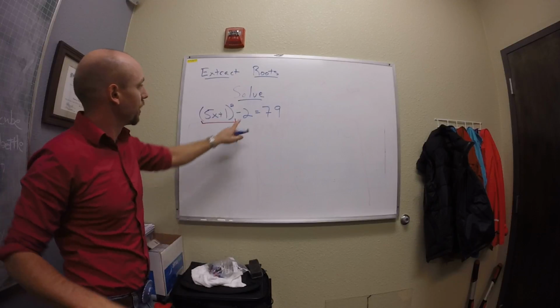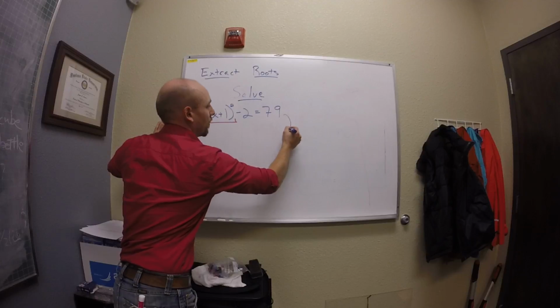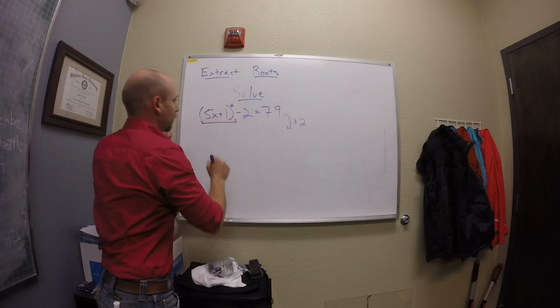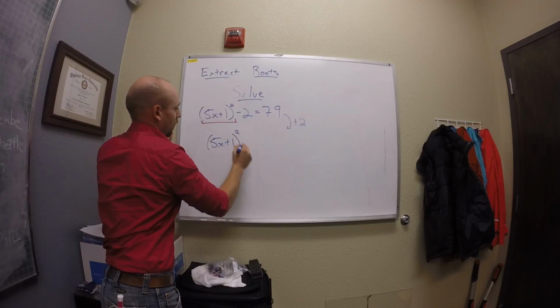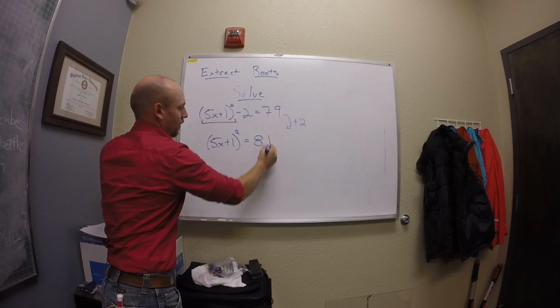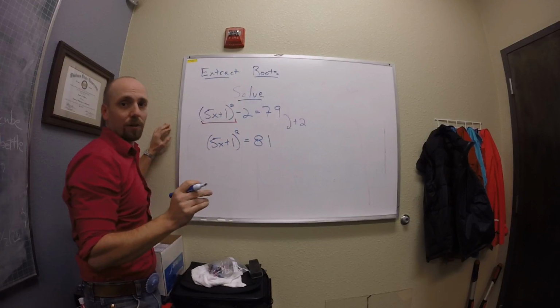So what do I need to do to get that 2 on the other side? Maybe add 2 to both sides? Okay, so if I add 2 to both sides, I think I've got (5x + 1) squared is 81, right? And now the square is the next thing I'm going to have to deal with.